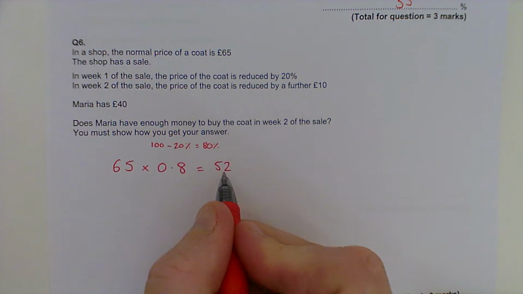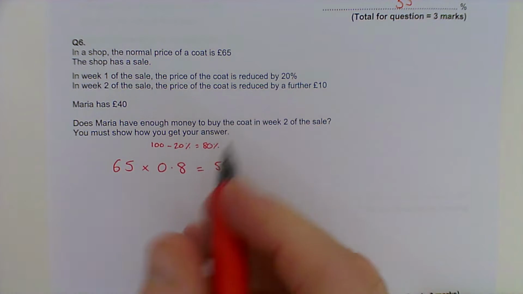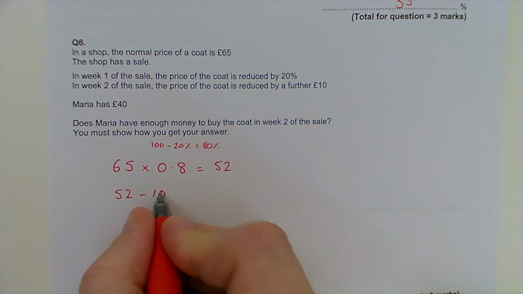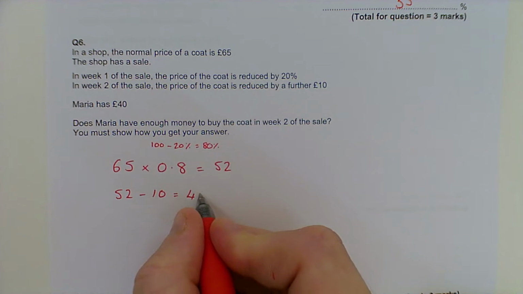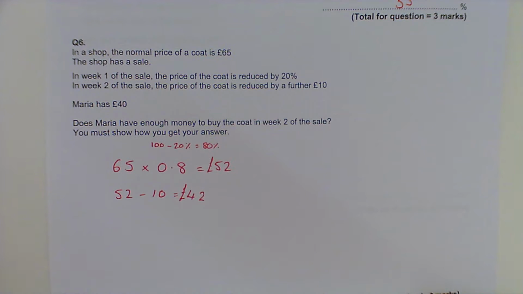So at the end of week 1, I could buy it for 52. In week 2 of the sale, the price is reduced by a further £10. So it's going to be 52 minus the £10 means this coat now costs £42. Maria has £40. Does Maria have enough money to buy the coat? No, she is £2 short. She doesn't have enough money. She's £2 short in cash.